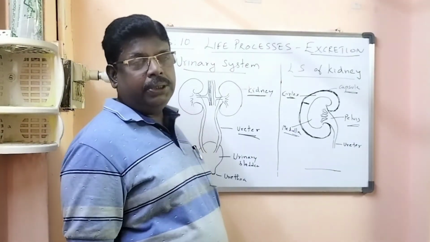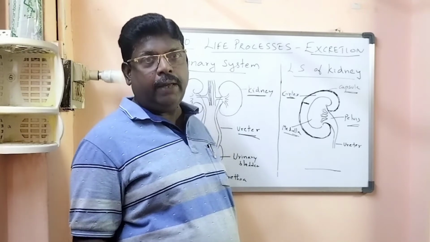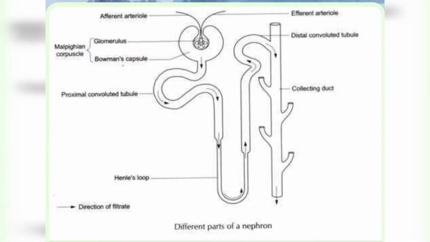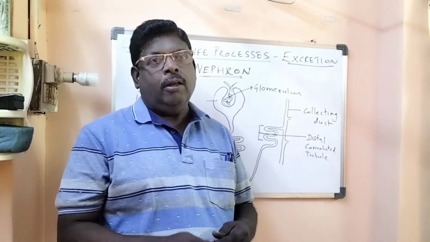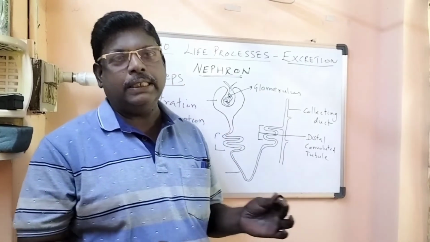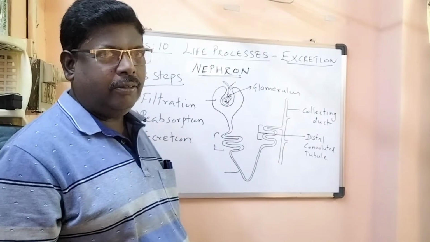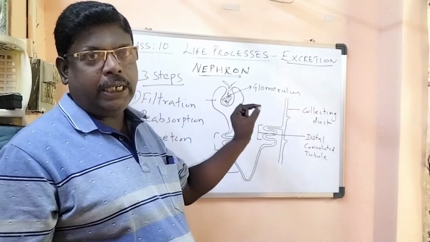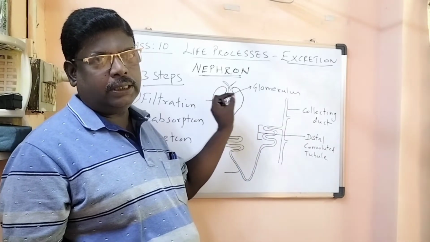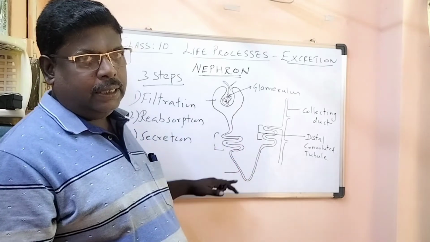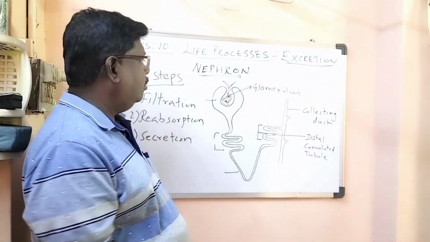Now let me show you the picture of the nephron. You have seen the picture of the nephron, right? Now let me describe the structure of the nephron. The nephron is the basic unit of the urinary system. So let me describe the structure of the nephron.